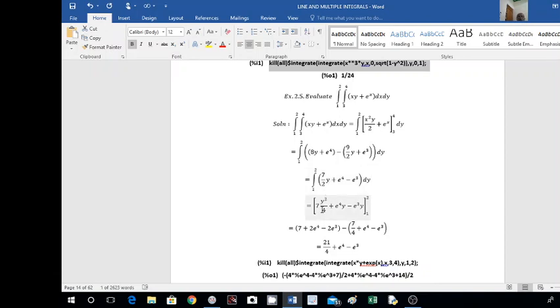2 into 2, this becomes 4 here, that is 7y²/4 plus e⁴ integration with respect to y is e⁴, constant as it is, into y, minus e³ integration, e³ into y. This is between 1 and 2. Now put the limits here. Upper limit is 2, lower limit is 1.